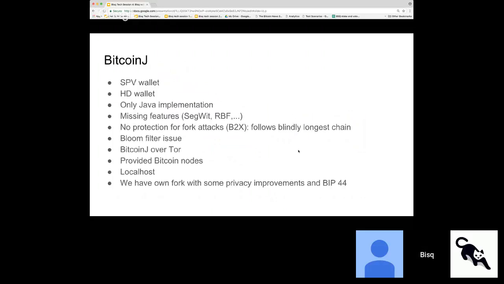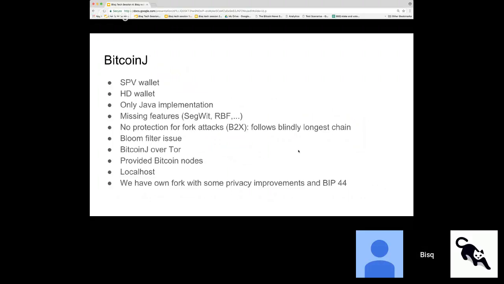I don't want to get into details about what is SPV, what is an HD wallet, and so on. If you're not familiar with this, there are plenty of resources out there to learn about it. BitcoinJ is an SPV, a simplified payment verification wallet, so you're not downloading the full blockchain. And it is an HD, a hierarchical deterministic wallet, which means you have basically one root key, and from this root key all the other keys are derived, which was introduced a few years ago in the Bitcoin space, and which is basically state of the art for all modern wallets.